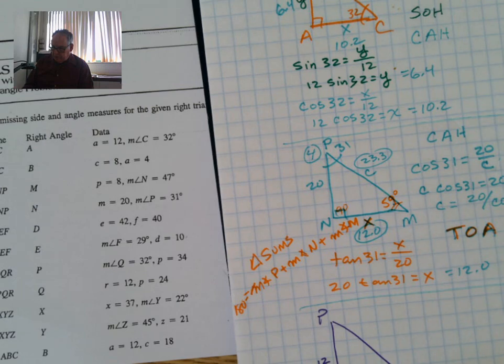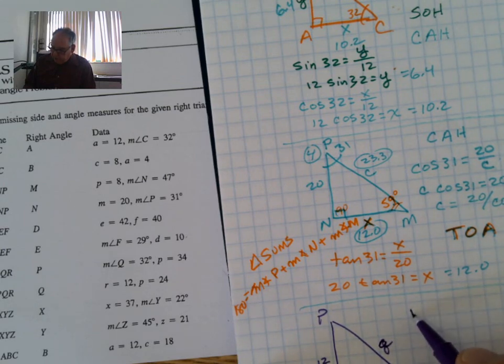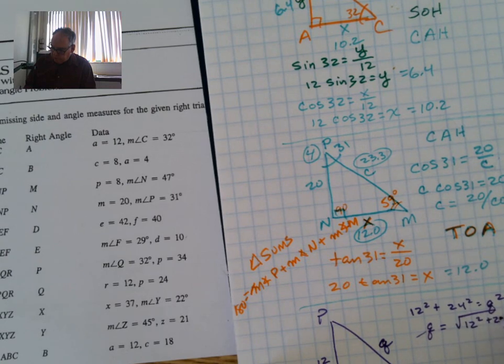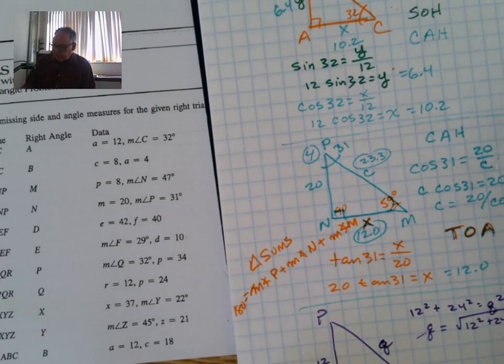this. Let's see. So I'm looking for, is there any kind of special pattern, like a Pythagorean triple or anything? 3 times 4 makes 12. 3 times 8 makes 24. So I don't really see that we can do anything with a 3, 4, 5. So to find Q, little q, I'm going to use Pythagorean Theorem. 12 squared plus 24 squared equals q squared. Q is going to be the square root of 12 squared plus 24 squared. So let's go ahead and do that straight out.